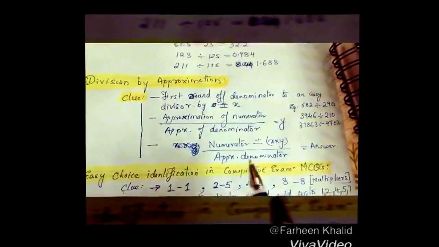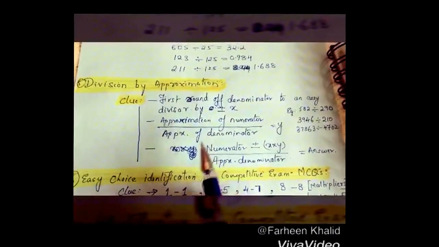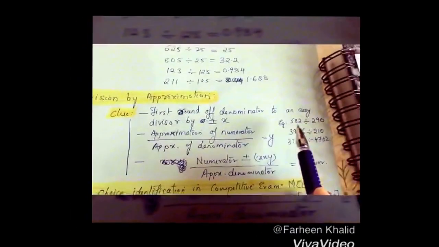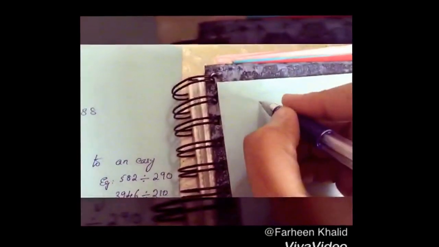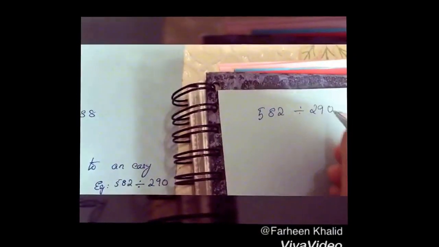So let's see how we do this. I know it sounds complicated again, but I promise you, like the previous sums, that this is going to be super easy for you after we do this. Let's take the first example. It says 582 divided by 290. So if you see the sum, it's 582 divided by 290.